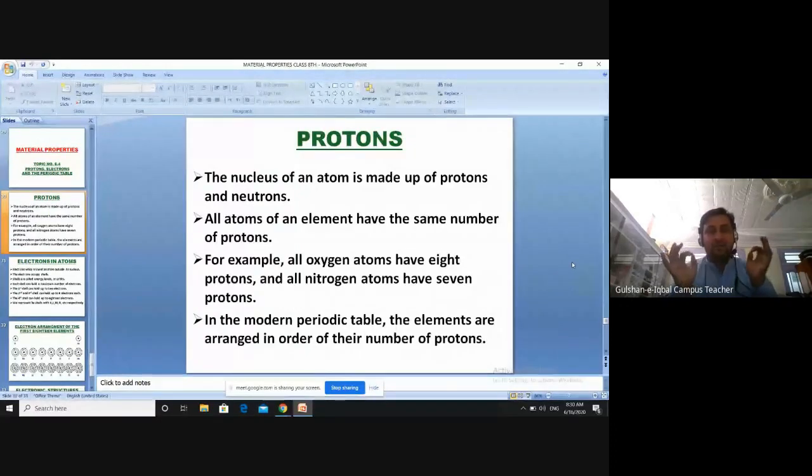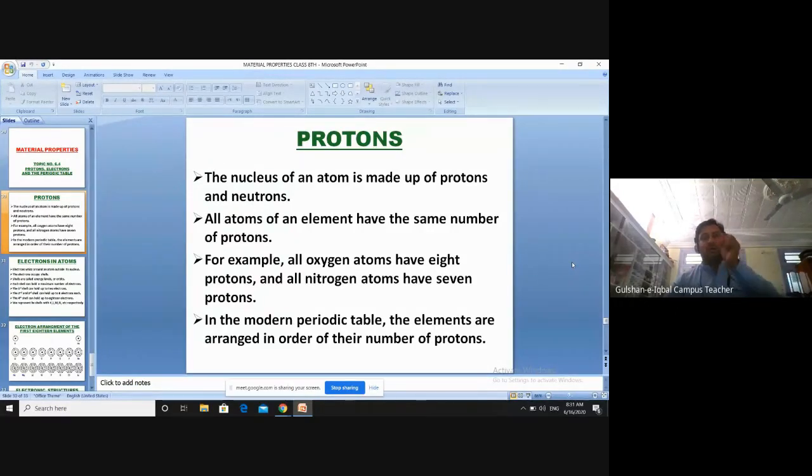And on the basis of this number of protons, we have made the modern periodic table. If an atom has 1 proton, its number will be 1. If an atom has 2 protons, its number in the periodic table will be 2. If an atom has 3 protons, its number will be 3, and so on. If an atom has 100 protons, its number in the periodic table will be 100. So there is a position given to each and every element in the periodic table based on the number of protons present in it, because each element contains the same protons. So they are placed at one place.